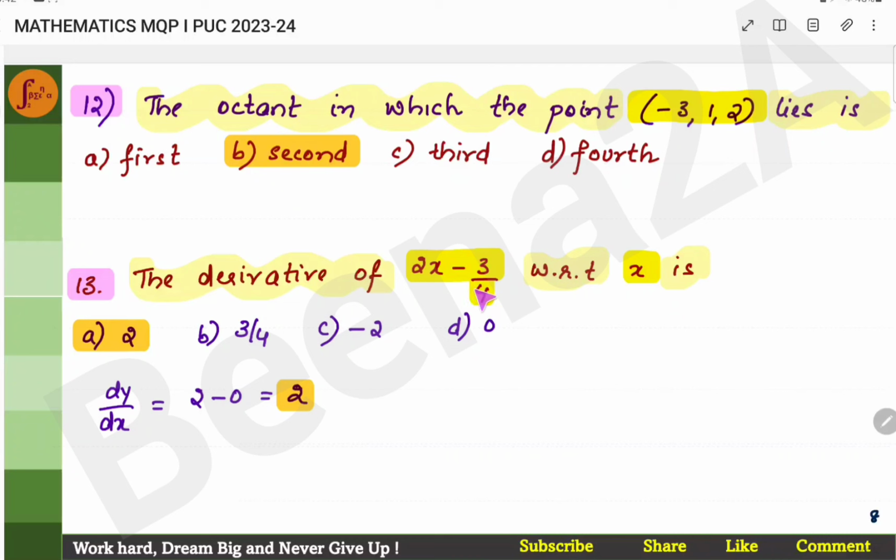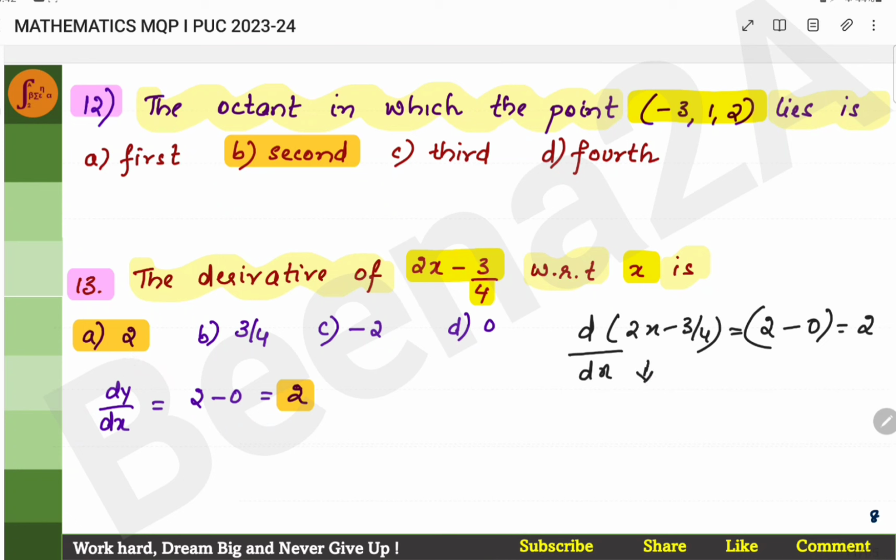13th problem. The derivative of 2x minus 3 by 4 with respect to x is... What is the derivative of 2x? 2 itself. What is the derivative of minus 3 by 4? 0. So the answer is 2. Option A.